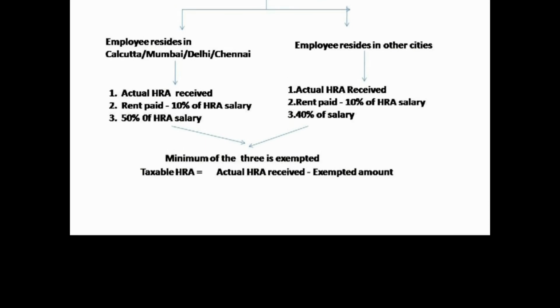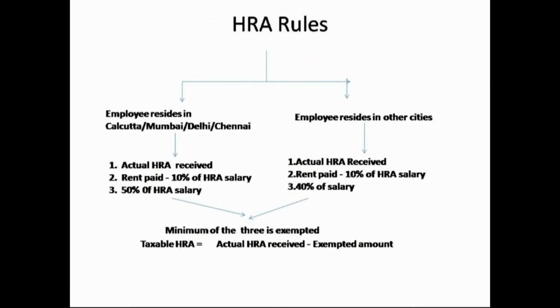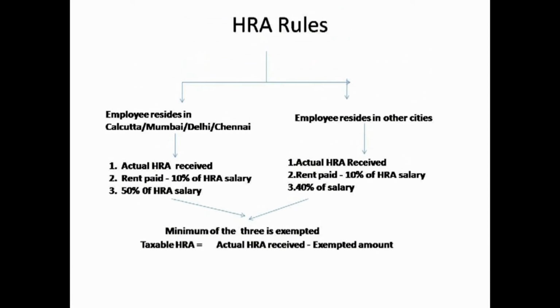So we have to apply some rules to find out what that part of the amount is. HRA rules are classified into two. If the employee resides in metropolitan cities like Calcutta, Mumbai, Delhi, Chennai, there are 3 rules. If the employee resides in other cities, there are also 3 rules. So what is the rule? Rule number 1, actual HRA received. Rule number 2, actual rent paid by the employee minus 10% of HRA salary. Rule number 3, 50% of HRA salary.